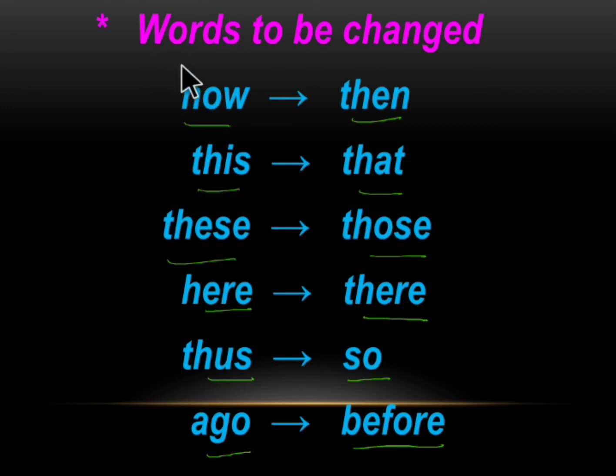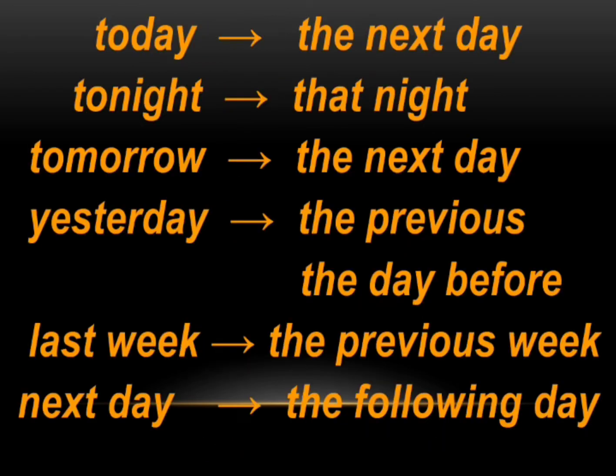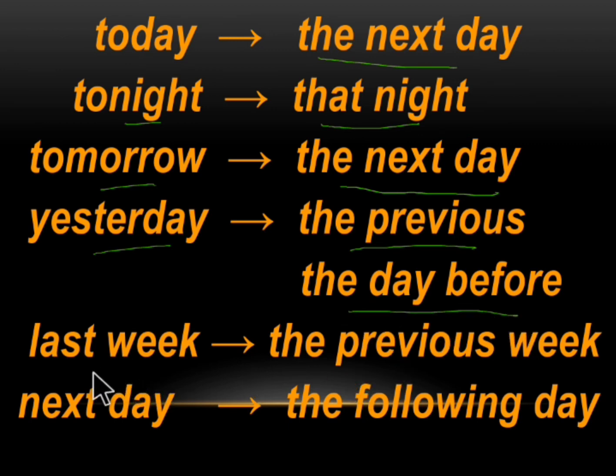So the first one we saw, the change in tenses, next the change in verbs, and the third one is the change in the words. Next, today will change to that day, tonight will change to that night, tomorrow will change to the next day, yesterday will change to either the previous day or the day before, last week will change to the previous week, next day will change to the following day.